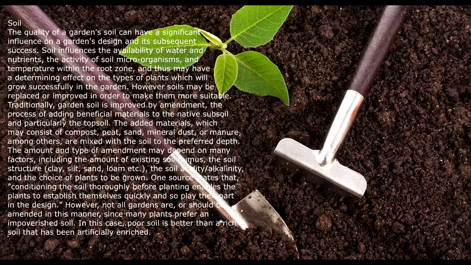Traditionally, garden soil is improved by amendment, the process of adding beneficial materials to the native subsoil and particularly the topsoil. The added materials, which may consist of compost, peat, sand, mineral dust, or manure, among others, are mixed with the soil to the preferred depth. The amount and type of amendment may depend on many factors, including the amount of existing soil humus, the soil structure, clay, silt, sand, loam etc., the soil acidity, alkalinity, and the choice of plants to be grown.